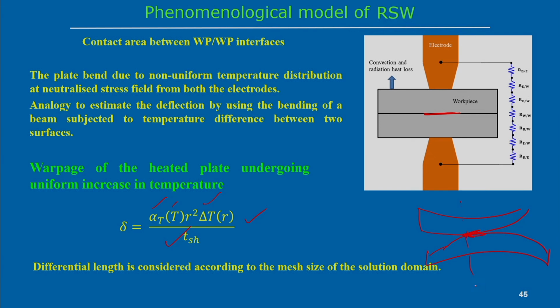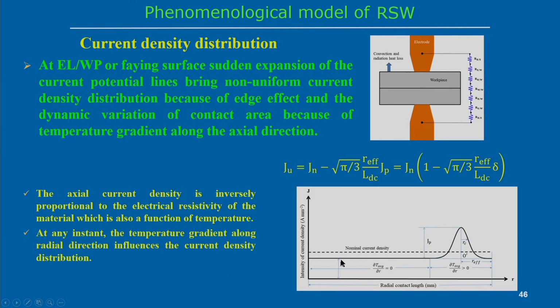If there is a contact, normally this contact area happens in the projected area of the electrode, and the remaining part can be deflected. Therefore, del can be estimated as a function of temperature, looking into the other parameters available. Now, current density distribution.